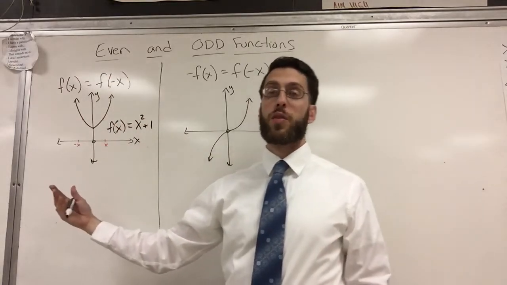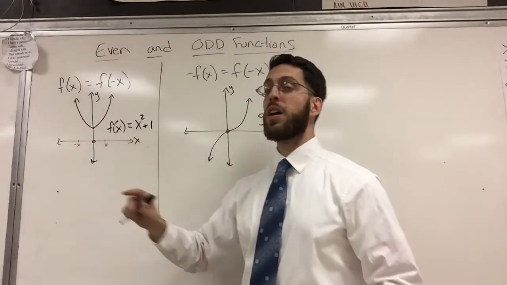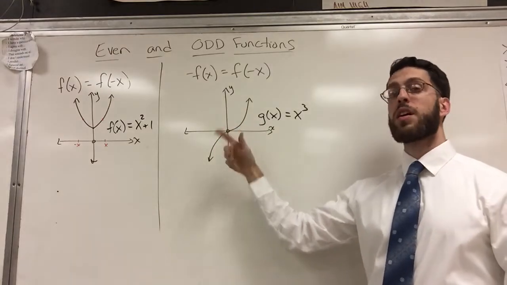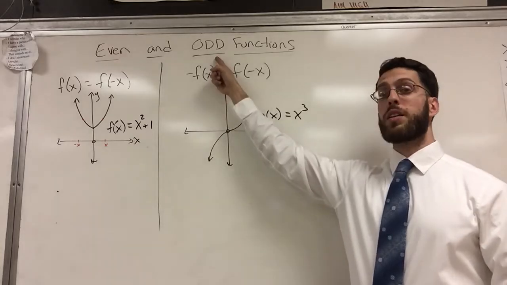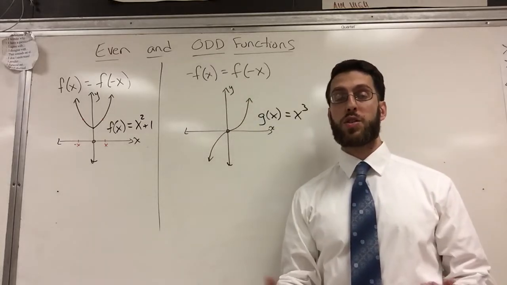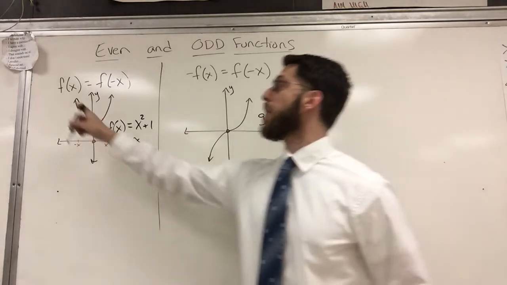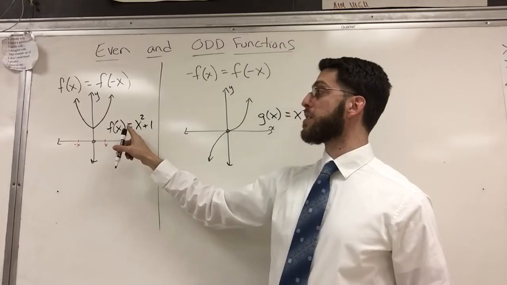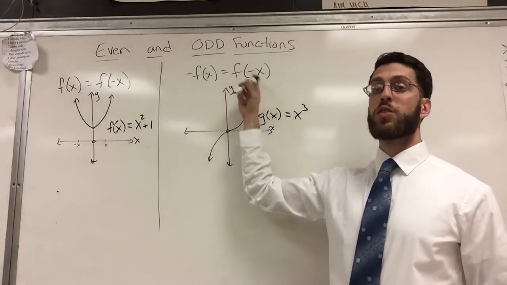If they ask you if something's odd or even, fold it over. If it folds over the y, it's even. If you spin it upside down, if I spin this thing upside down, this one looks exactly the same upside down. This one would be odd. All right? That's the graphic explanation. The mathematical or the algebraic explanation is a little more complicated. So f of x would have to equal f of negative x to prove that this is even. Or negative f of x would have to equal f of negative x to prove that it's odd.